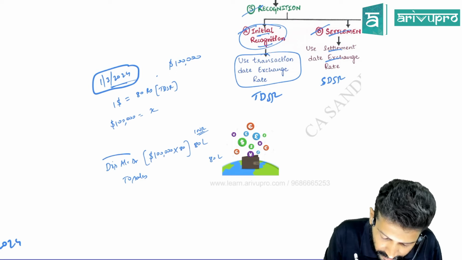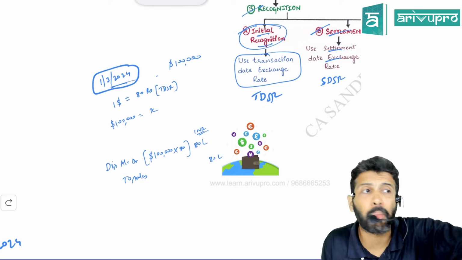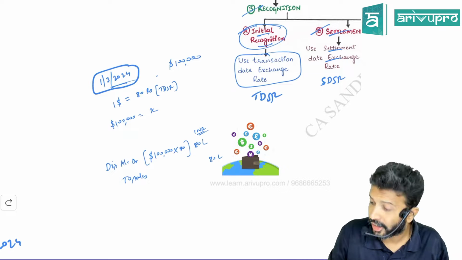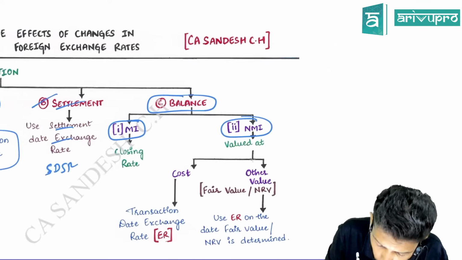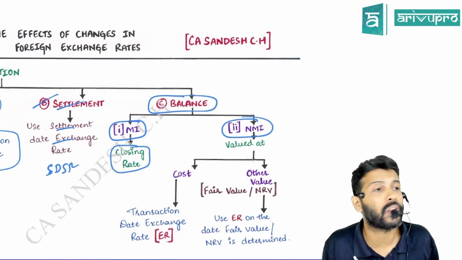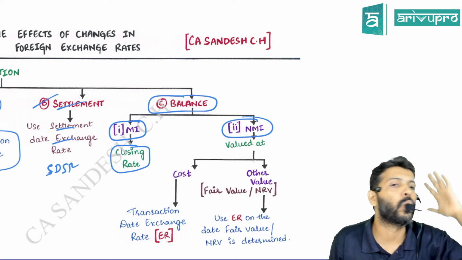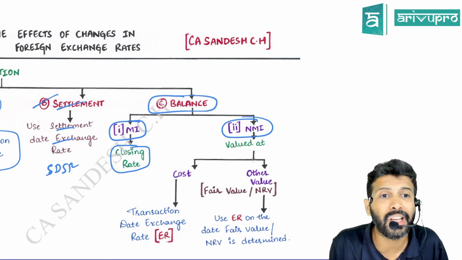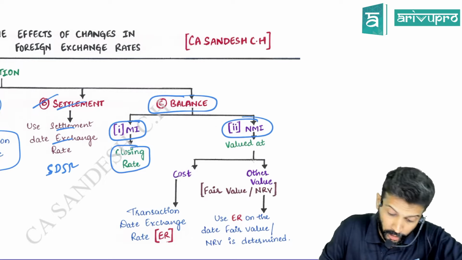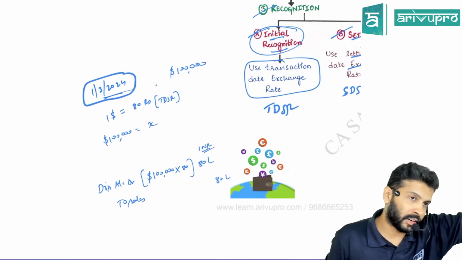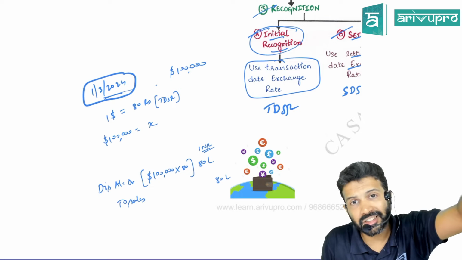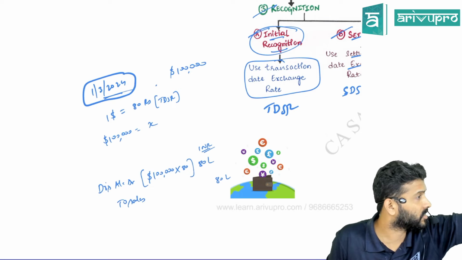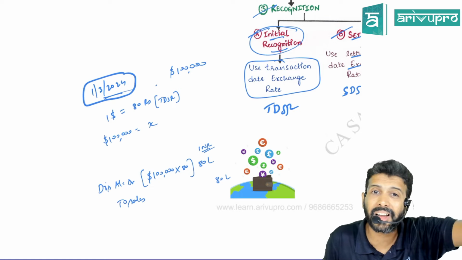Tell me, sir. Now, debtor has a balance. This debtor is an example of a monetary item or non-monetary? Monetary item. The standard says all monetary items should be reflected in the balance sheet using closing rate. Now we got to know two rates: TDSR, which is transaction date spot rate, and SDSR, which is settlement date spot rate.